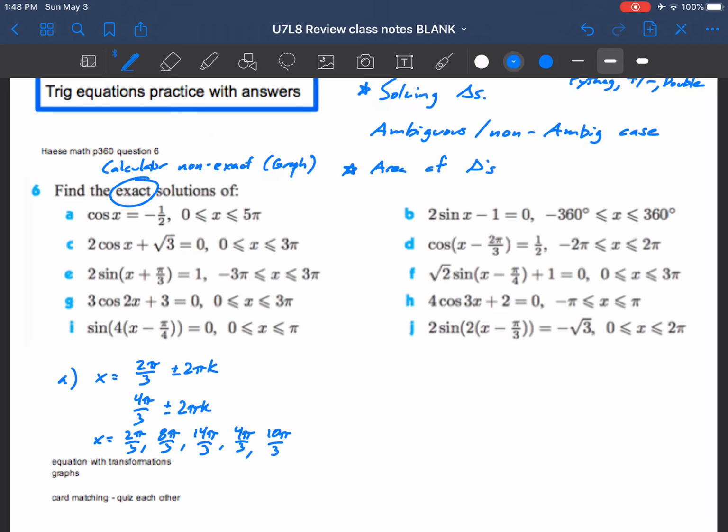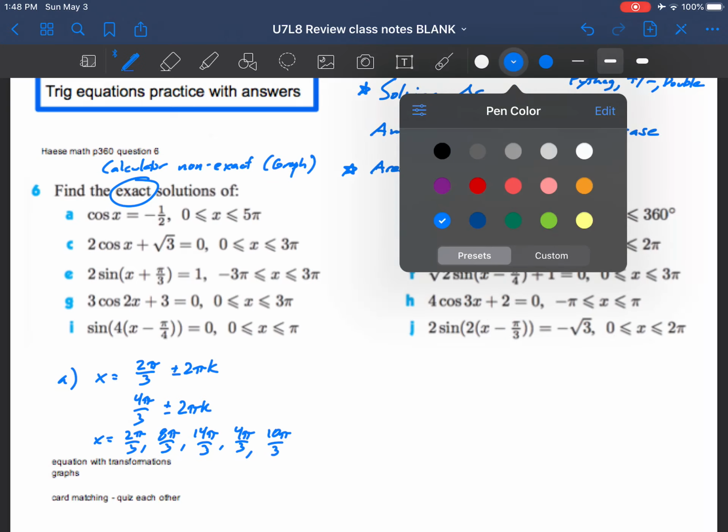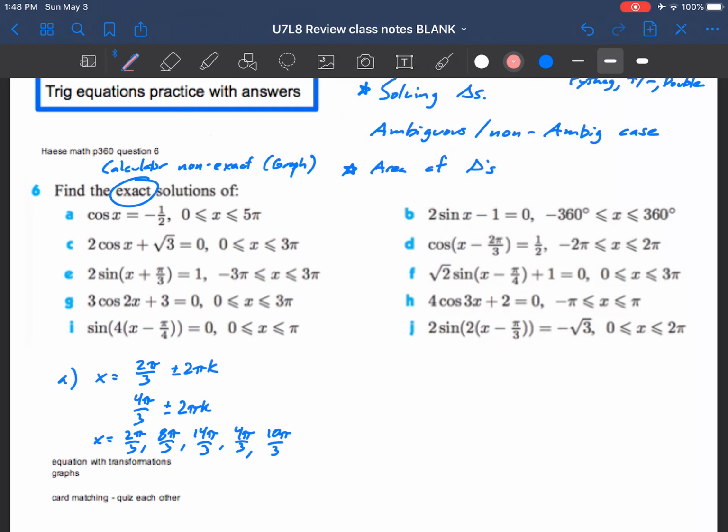I really encourage you guys to check via a graph as well, just in case I've made a mistake. But I'm going to go with those. Let me just check again. 2 pi over 3, 8 pi over 3, 14, yeah. 4 and 10, yeah, I can't subtract from either. Okay.